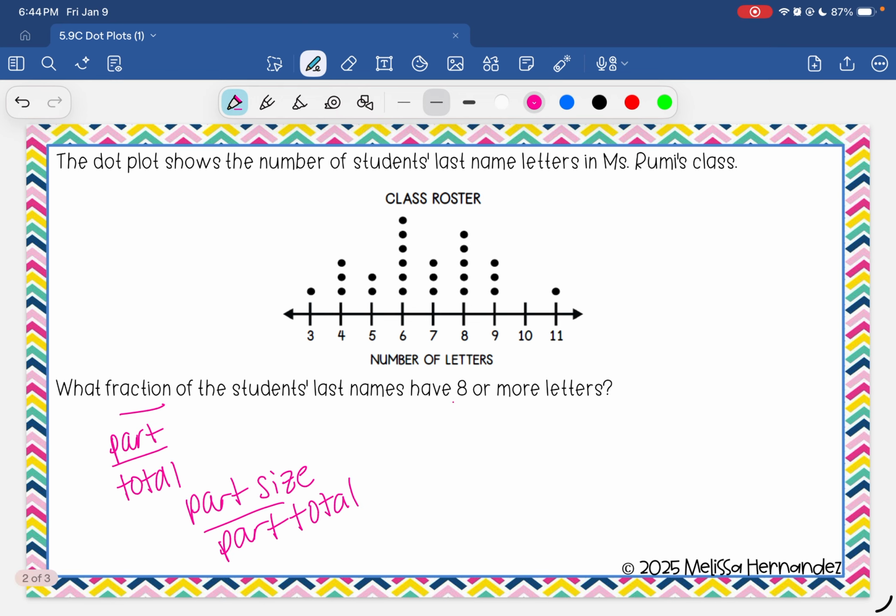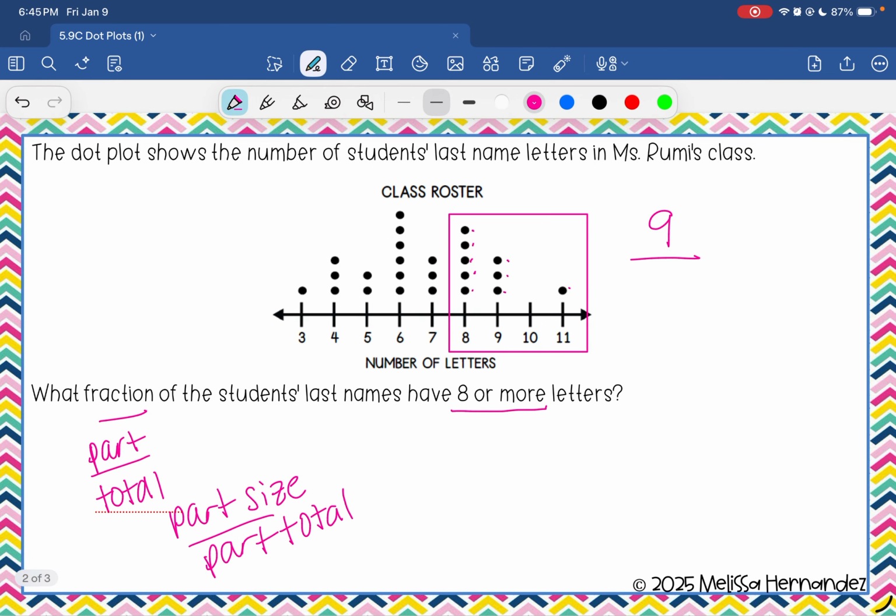Now it says 8 or more, so that would be this section here. Definitely we want to include it. Now if it said more than 8, we wouldn't include it, but we're going to include all of it. So now what we're going to do is count these: 1, 2, 3, 4, 5, 6, 7, 8, 9. So 9 is your part, but I want the total because it says fraction.